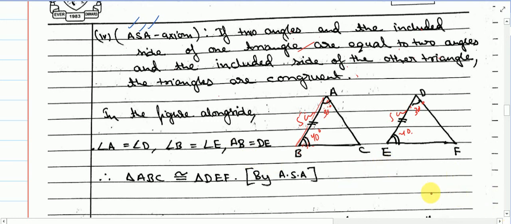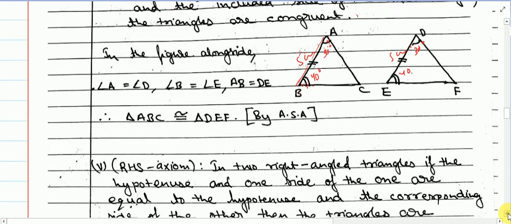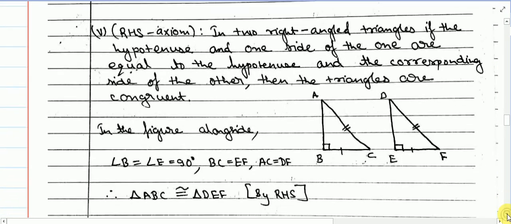Actually, whatever we are discussing right now, these are the conditions which will help you to confirm whether the given triangles are congruent or not. So these are very important, you should know how you can confirm that given two triangles are congruent triangles.